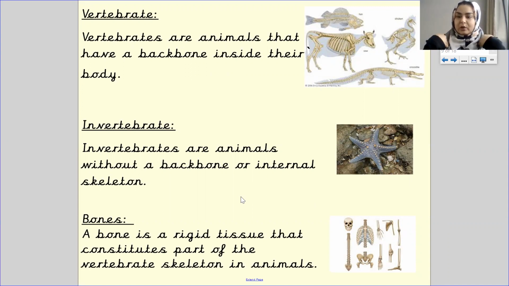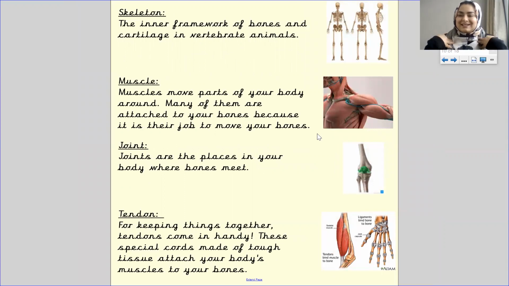Bones. A bone is a rigid tissue that constitutes part of the vertebrate skeleton in animals. So it is a tough tissue. It's very tough. Okay? And it makes up the skeleton that you will find in vertebrates. Skeleton. It's the inner framework of bones and cartilage in vertebrate animals. So like we said, it's vertebrates that have skeletons, and it is the inside framework of a body.